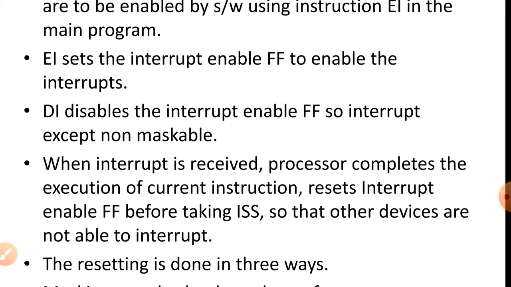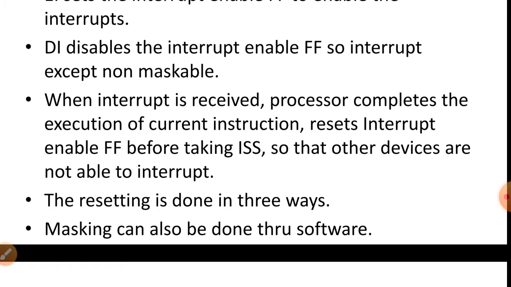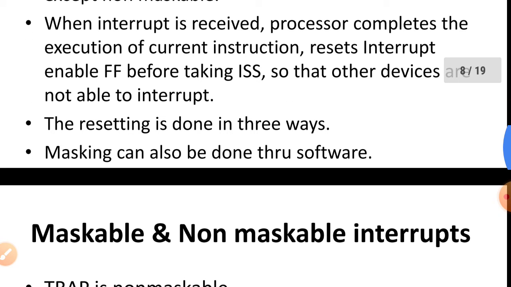So, when an interrupt is received, the processor completes its current instruction, whatever it is executing, resets the enable flip-flop and takes on the ISS. So the other devices are not able to interrupt. Whenever it is entertaining one interrupt, all the rest of the interrupts are reset, because while entertaining one interrupt, it is not allowed to interrupt the processor again.